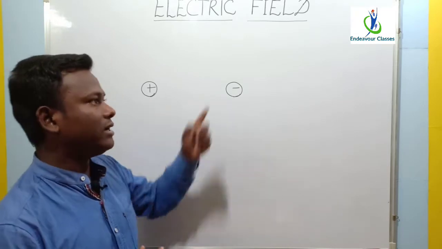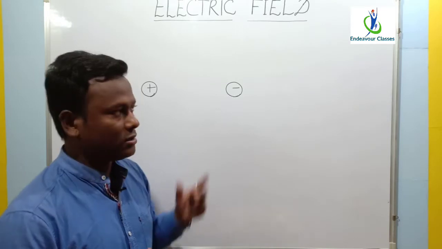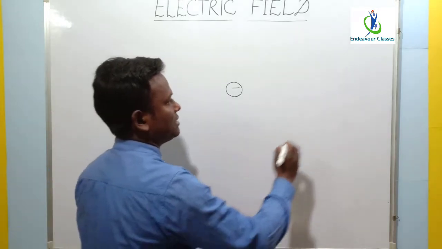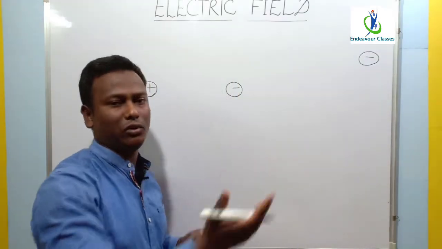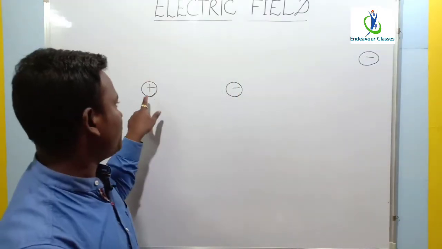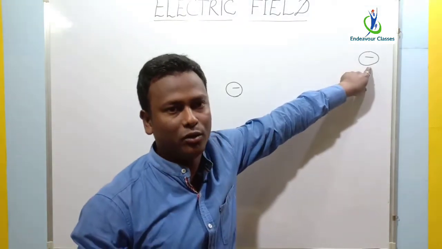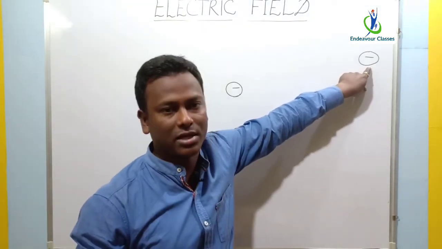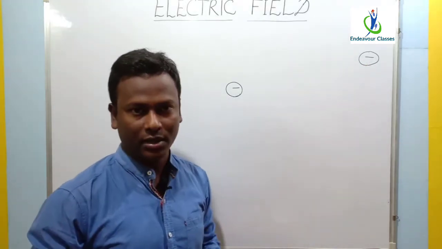It will not attract the negative charge if this negative charge is at infinity. Suppose this negative charge is situated at this distance. Suppose this distance is several kilometers. Now this positive charge cannot put a force on this negative charge. It cannot put an attractive force on it. That means it cannot attract the negative charge at this distance.